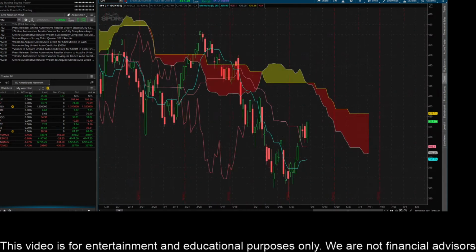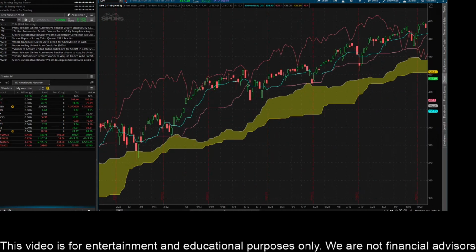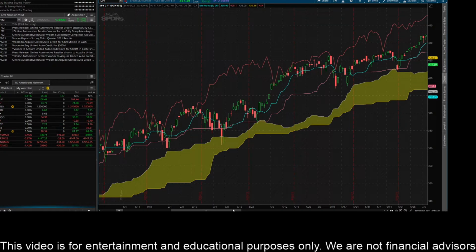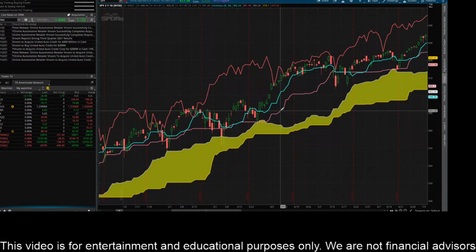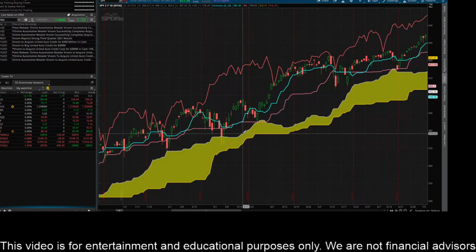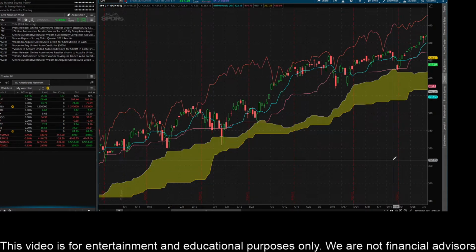So let's talk about the components. I know it looks pretty messy here, but it's actually pretty easy to read and understand, even though we've got like 5 lines on the chart. So this light blue line here is going to be the signal line. This pink line here is going to be the confirmation line. This red line here that kind of lags is going to be the support resistance indicator. And then we've got our span A and our span B lines here that actually make up the cloud.